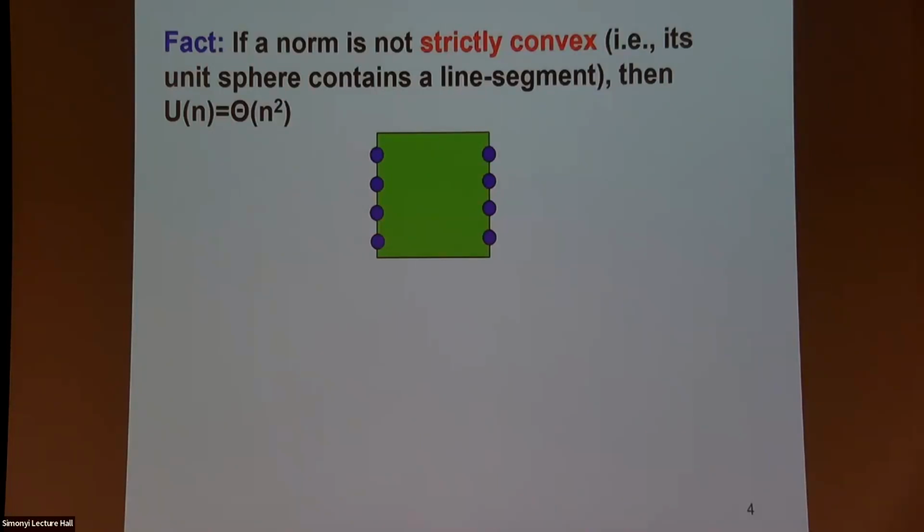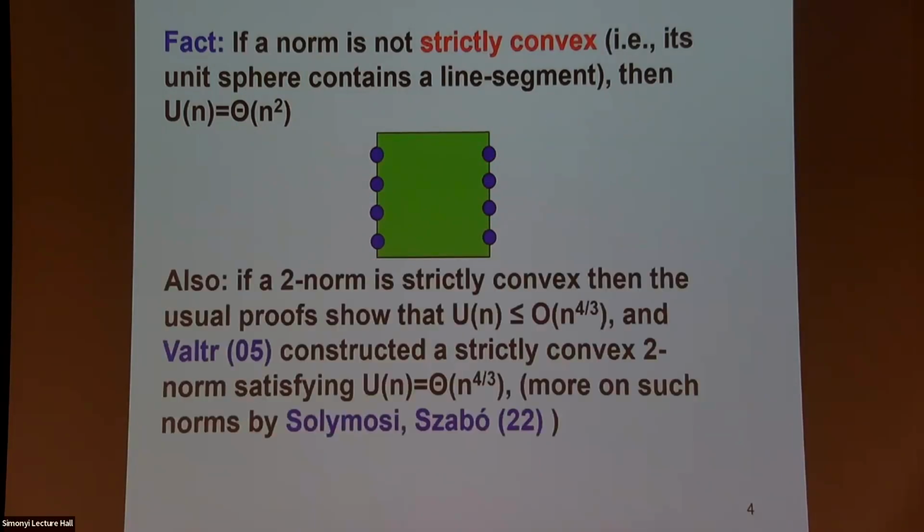We take a unit ball of diameter 1 and put half of the points on one line segment, half of the points on the opposite symmetric line segment, and then all the distances between a point from here and a point from here are 1. So we get a lot, and one can also show that the correct constant is 1/4. This is kind of an easy case, which is not so interesting.